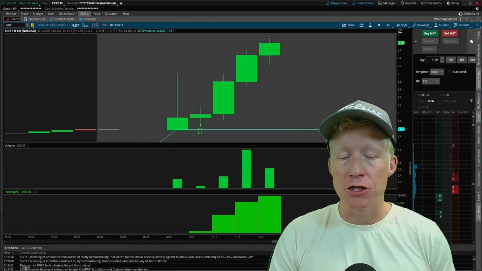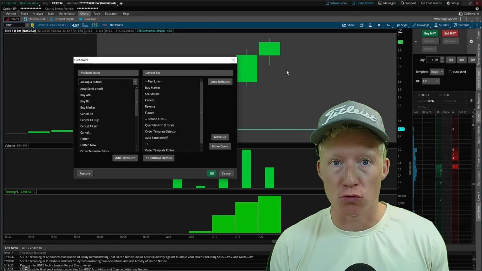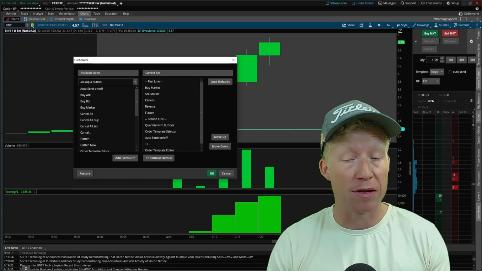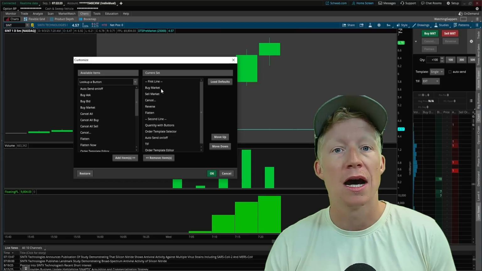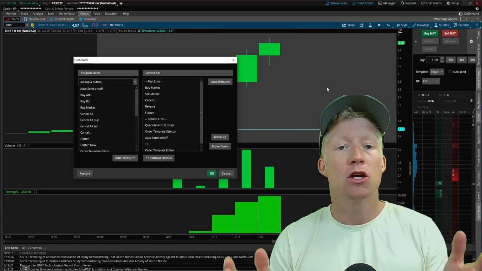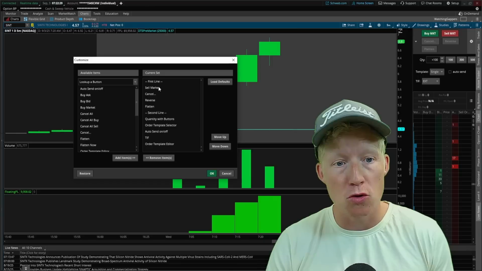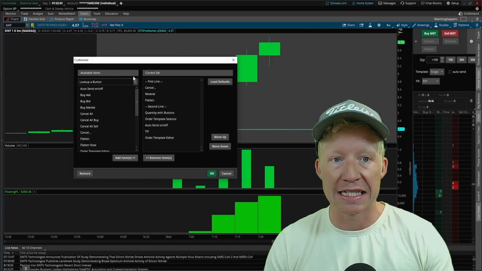Now let's hop back into the settings cog because we need to talk about the execution rules of extended hours trading. During extended hours trading, meaning both pre-market and after hours, market orders are not allowed. The market's not open. You can't place a to-market order. So we need to remove our buy market and sell market. They're not going to do us any good in extended hours trading.